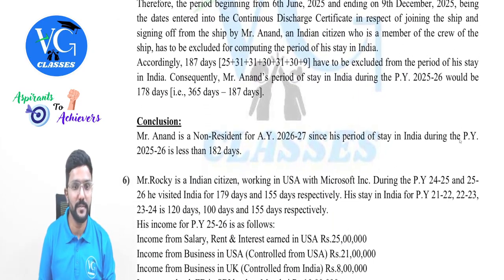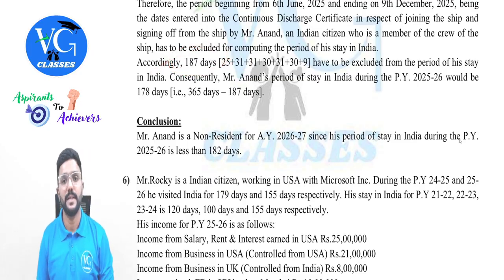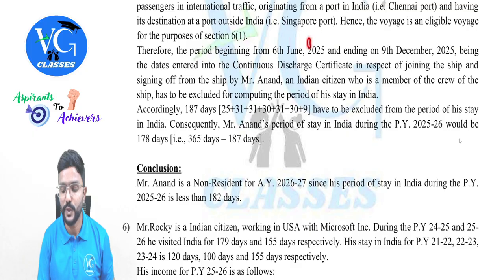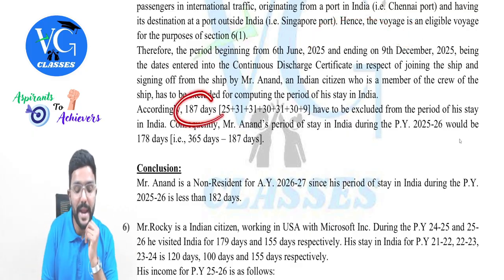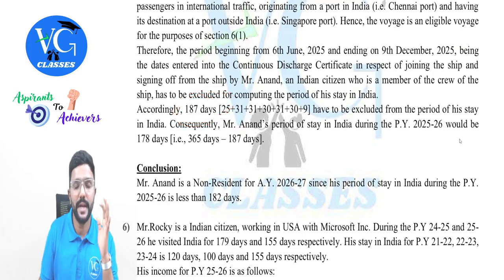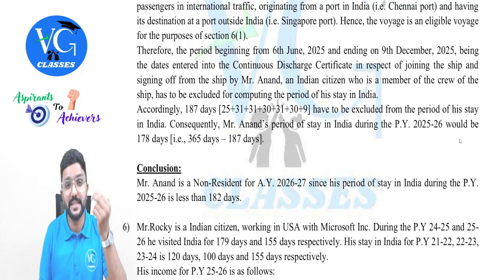Okay. So how many days does it come to? 187 days. The time gap between 6th June and 9th December, including both the days, comes to 187 days. So is the 187 days in India or outside India? Outside India. So the remaining days are considered to be in India.